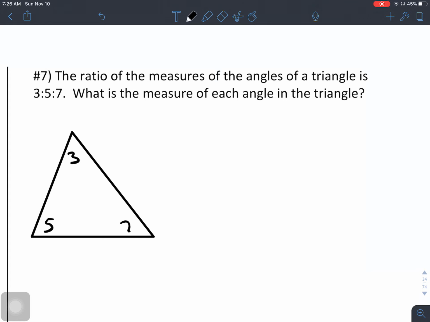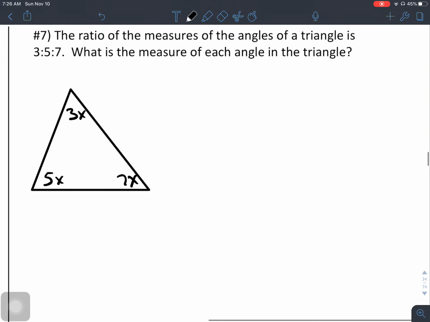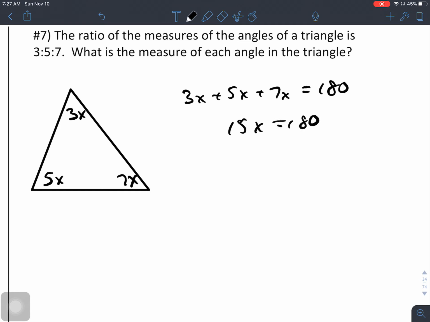But a scale factor is how much bigger something is than something else. So we are saying that each of these is 3, 5, and 7 times the same number. So what does that do for us? If we add the sums of the angles, it always equals 180. That's the angle sum theorem, also known as the triangle sum theorem. That's going to be 15x is 180, x is 12.